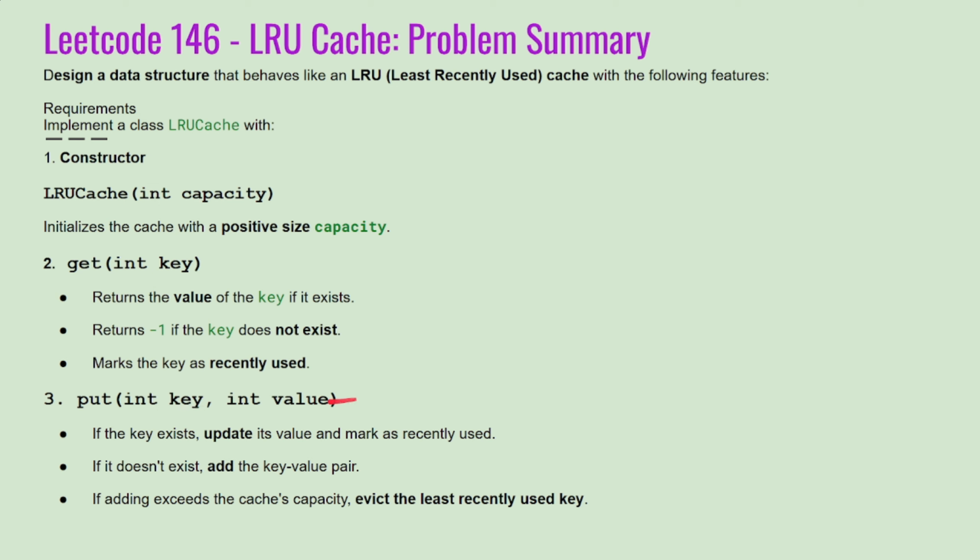So a key and value pair will be there. If the key exists, update its value and mark it as recently used. If it doesn't exist, we'll add the key value pair, right? And if in adding the key the capacity is exceeded, we will delete the least recently used key, okay, as we have seen in the example.